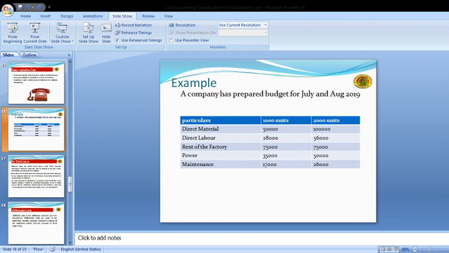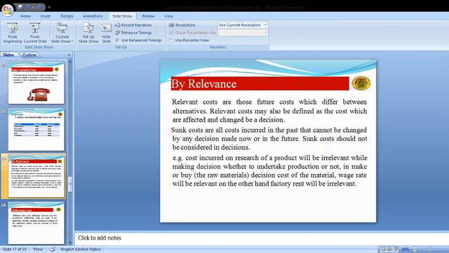But right now, we will go to the next classification, that is as per the relevance. Now, relevant costs are those future costs which differ between alternatives. So, if you take a particular decision, it changes certain costs in future. Those costs will be called relevant costs. While sunk costs are the costs in the past, irrespective of the decision. They cannot change, so we call them sunk cost.